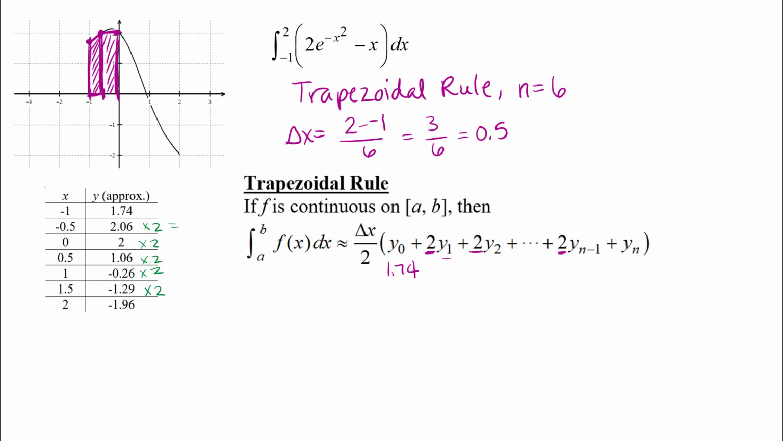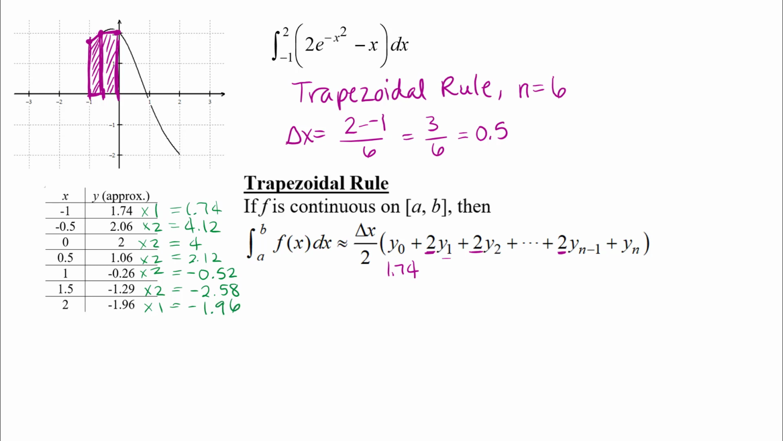So 2.06 times 2 is 4.12. 2 times 2 is 4. 1.06 times 2 is 2.12. Negative 0.26 times 2 is negative 0.52. Negative 1.29 times 2 is negative 2.58. Alright, and so I'll add all those up, and then I'll need to also remember to add the 1.74 and the negative 1.96, those 2 y values on the end. Sometimes I see students forget those, so one way to make sure you don't forget those is to just write times 1, which of course doesn't change it, but then you have all your values lined up over here that you're going to actually end up adding.